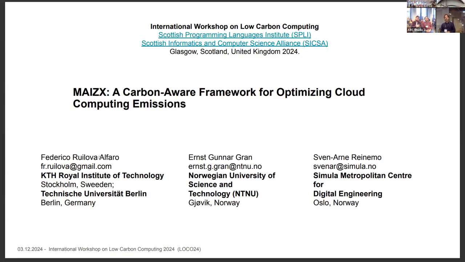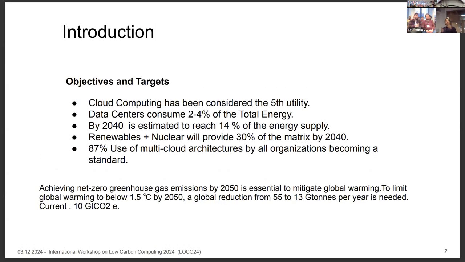So together with Ernst and Sven-Arne, they work at Simula. They led my research through my master's degree, and I'm presenting here an extension of the potential of this framework into the real world.